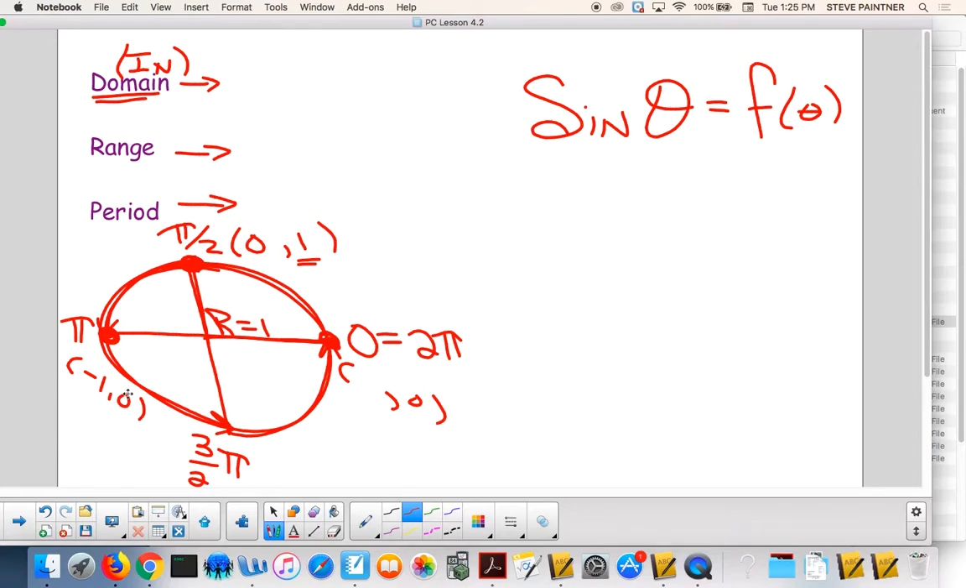So my question is, what goes in and actually gets an answer? I know 0 worked, I know pi over 2 and pi worked. Doesn't everything have a y value? There's a point here, there's a point here. Everything gets a y value, so we would say all real numbers work. Here comes the harder one. The harder one would be range, and that's what comes out. That's your answer. Now remember, sine is just y. Y ranges between what and what?